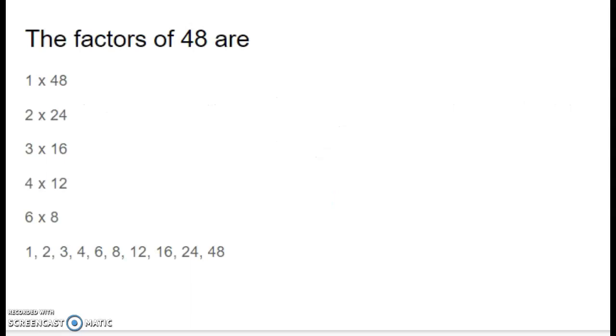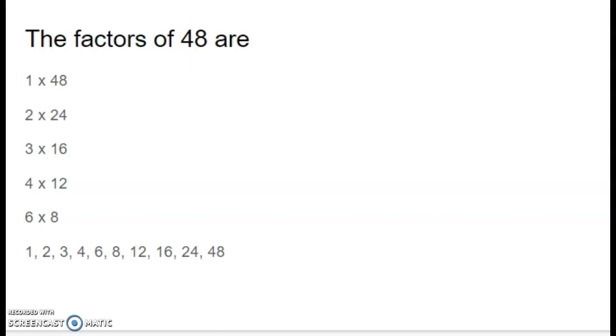You should have put down 1 times 48 or 48 times 1, 2 times 24 or 24 times 2, 3 times 16 or 16 times 3, 4 times 12 or 12 times 4, and 6 times 8 or 8 times 6. That would mean the factors of 48 are 1, 2, 3, 4, 6, 8, 12, 16, 24, and 48. That is a lot of factors.